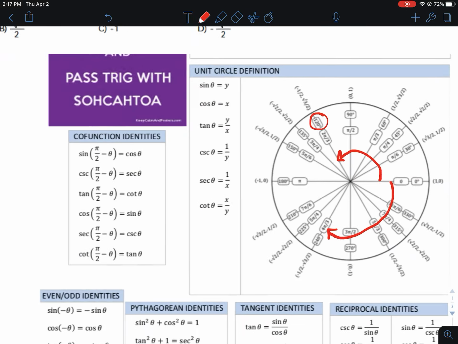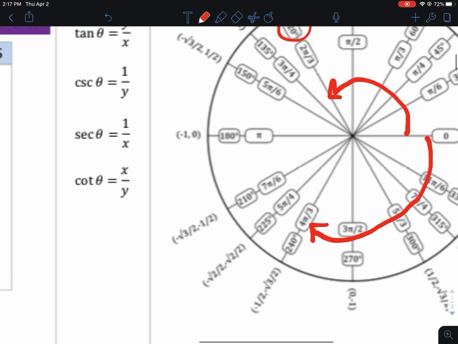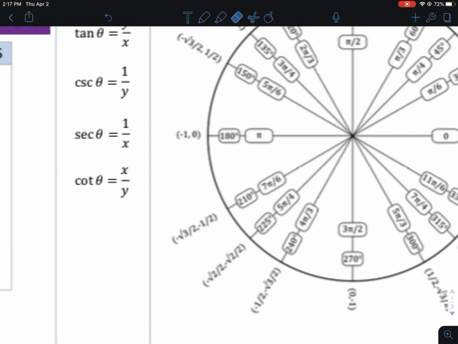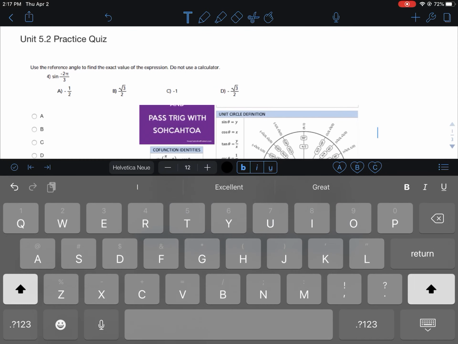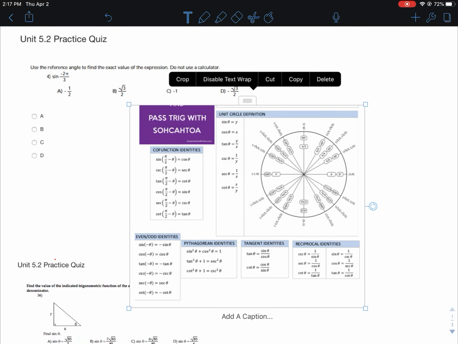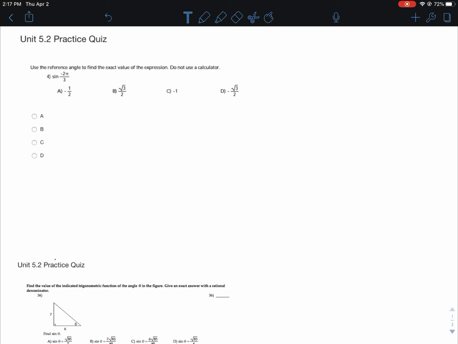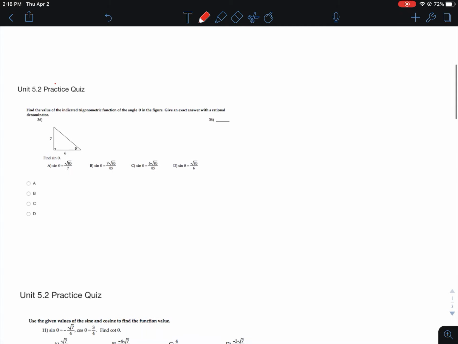And so we wanted to find the sine of that. Sine is always the y value, so it'd be negative square root of 3 over 2. All right, so for that one, no calculation. You just had to find negative 2 pi over 3 on your unit circle. Let me get rid of the unit circle now, if I can. Delete. There we go. So that one would be negative square root of 3 over 2.